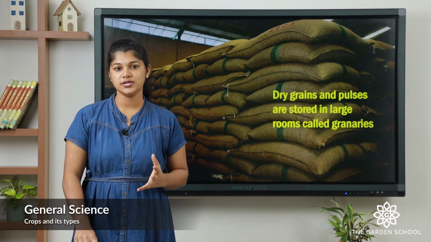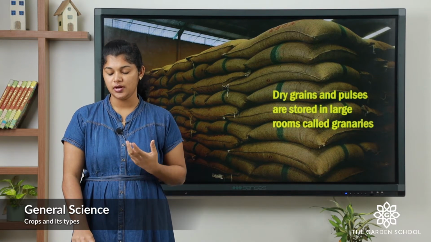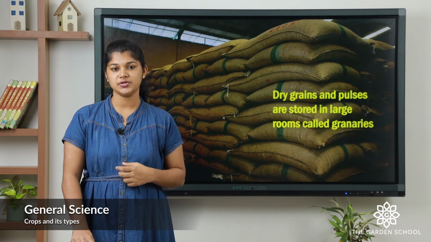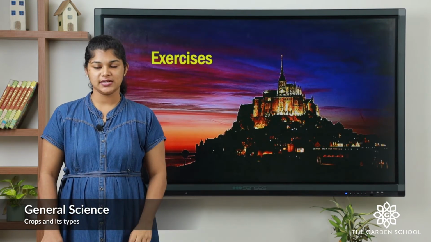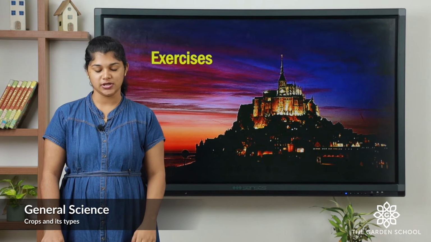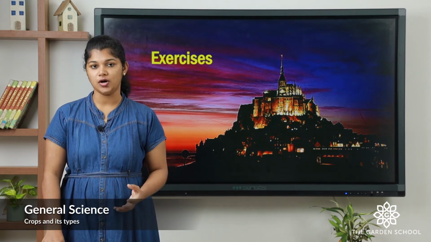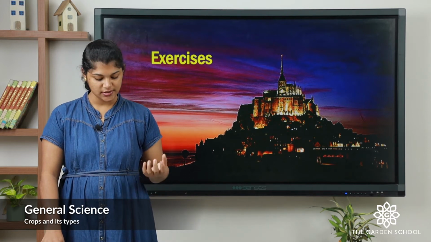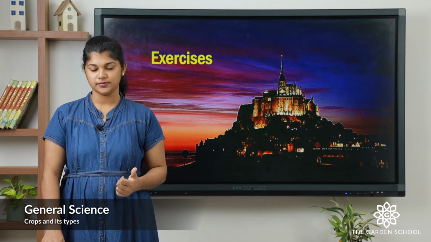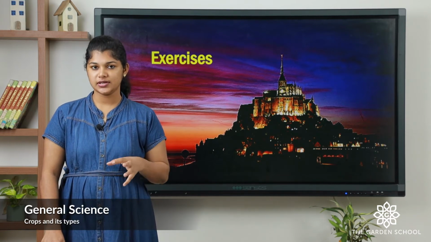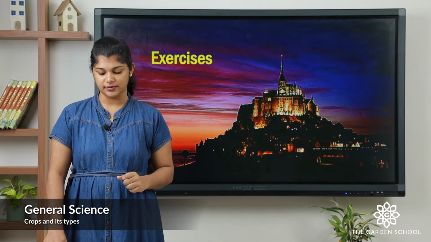So, hope you all understood about the crops and the types of crops, about the agriculture and the storage of harvested crops. Let us enter into the exercise. The first exercise is tick the correct option. The first one is the outer part of the seed is called dash. Options are seed leaf, seed coat, seedling and shoot. You can tick the correct answer here. We will discuss the answers later.